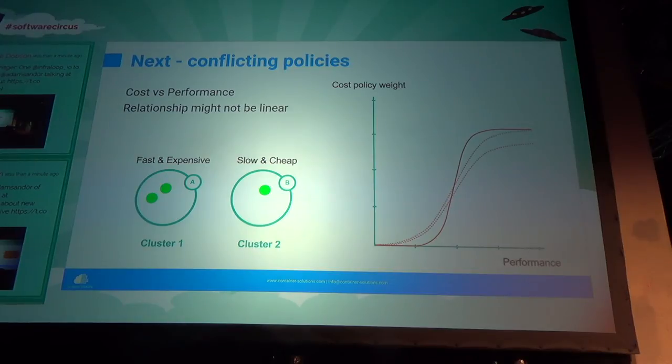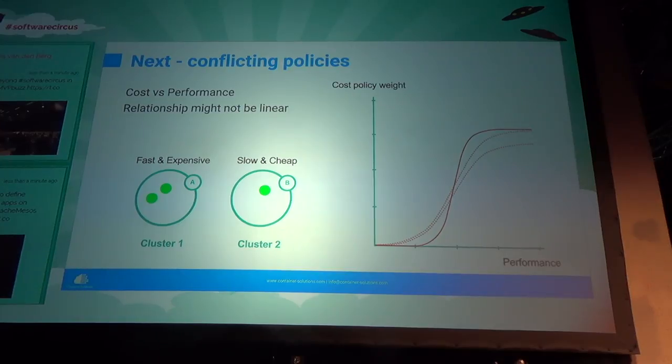On the left side we have bad performance, and on the right side we have very good performance. We give weight on the right side to the cost policy, because the performance is so good that we don't care about performance anymore. We want to make things cheaper. On the left side, we have low performance, so we don't care about cost at that moment. We have latencies of 3 seconds. We want to put money into moving things to the fast cluster because we can't have such bad performance.